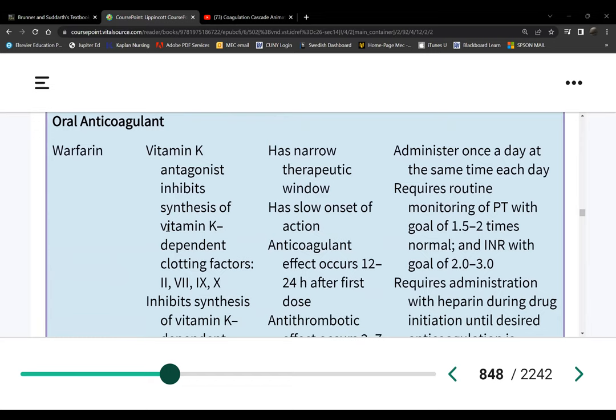Those four clotting factors stop being produced. However, remember, there are clotting factors already circulating. Warfarin can't affect those that are already in the serum. So we have to wait it out until the kidneys eliminate those existing clotting factors. So that's why there's an overlap. For a few days, 3, 5, 7 days, patients will be on heparin and warfarin at the same time.